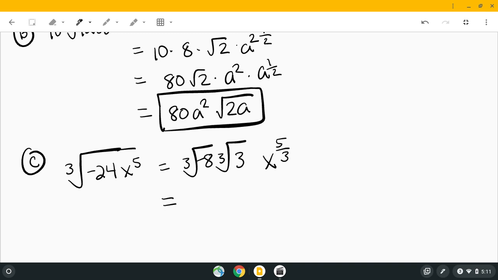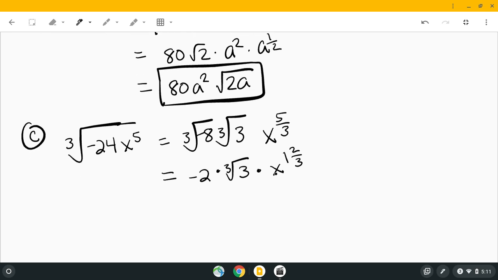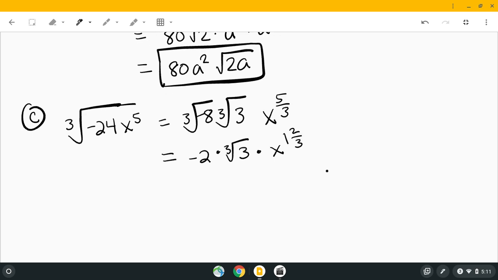Okay, negative 8 is my perfect cube, so it's going to be negative 2. This one will stay. This here, so I'm going to turn this fraction into a mixed number, 5 divided by 3. That is 1 with a remainder of 2 over 3. Okay, now let me split this up as x to the 1st and x to the 2/3.